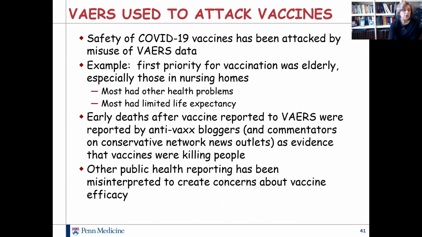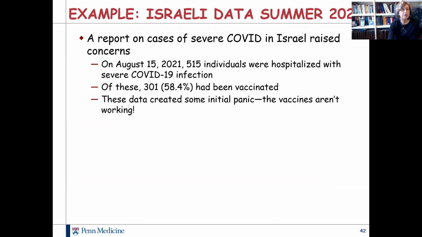Other public health reporting has been misinterpreted to create concerns about vaccine efficacy. And this is an interesting example that I wanted to share with you. Israel was very good about collecting a lot of data. And they reported in the summer of 2021 that 515 individuals were hospitalized with severe COVID-19 infection. Okay, so severe, like hospitalized. Of these, more than half had been vaccinated.